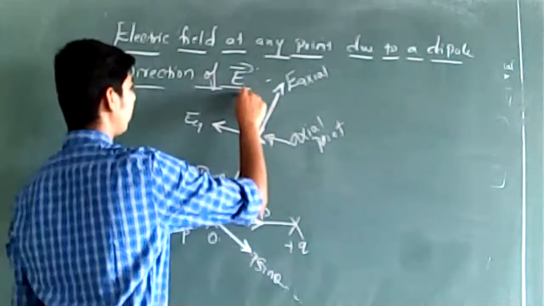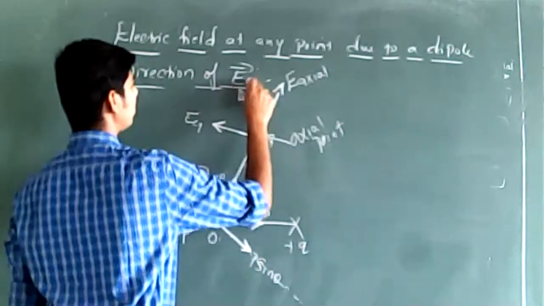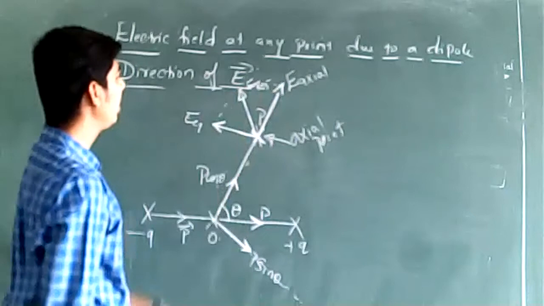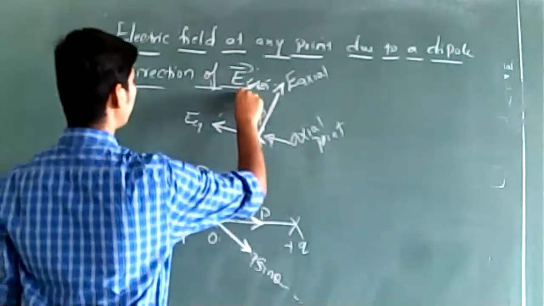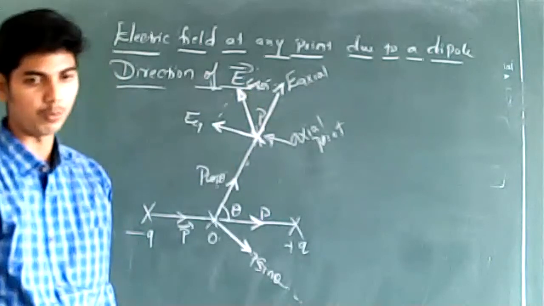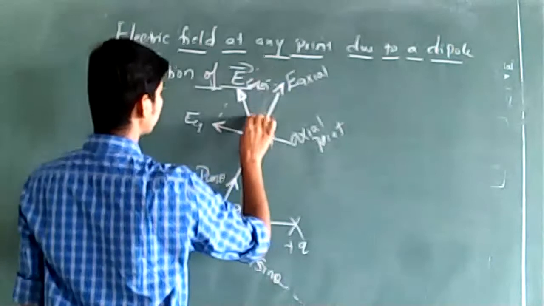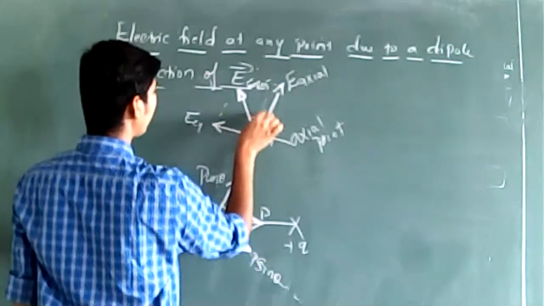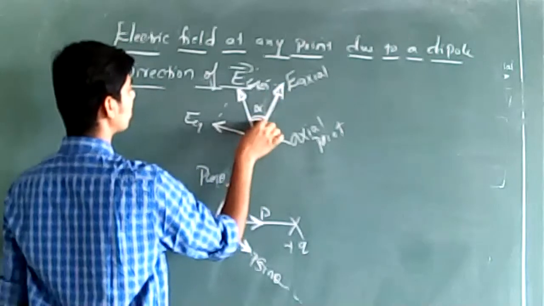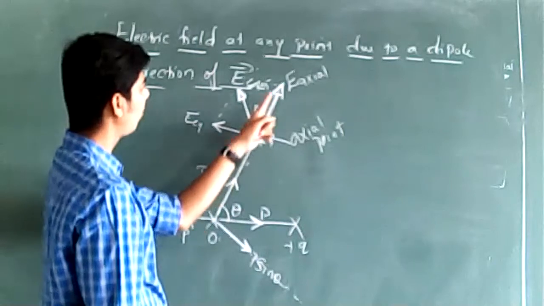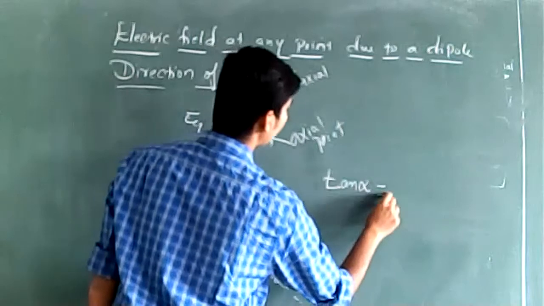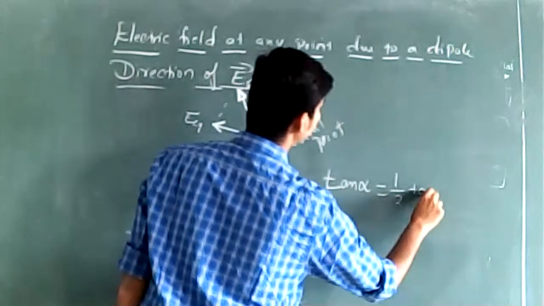E resultant will be somewhere here. This is the direction of the resultant electric field at any point on the diagram. Suppose this resultant is making an angle alpha with E axial. We have a relationship, and it can be proved that tan alpha is equal to half tan theta.